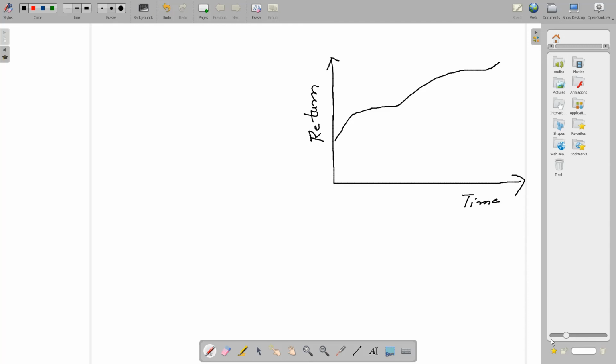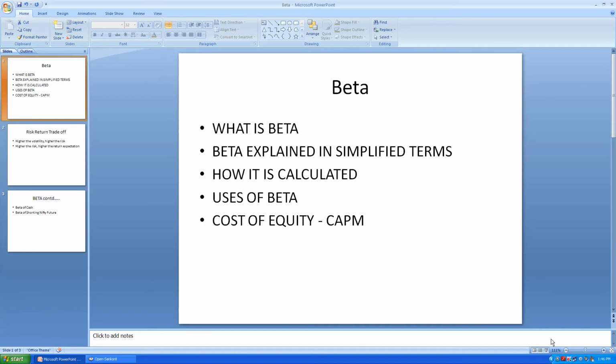Today, our topic for discussion would be the beta. Today we would be discussing what is beta, and I would try to explain beta in very simple layman terms so that we can understand it. Next, after that, we would be showing how it is calculated. Then, why beta is calculated? What are the potential uses of beta? And lastly, we would go into calculating cost of equity, which will be calculated using the capital asset pricing model.